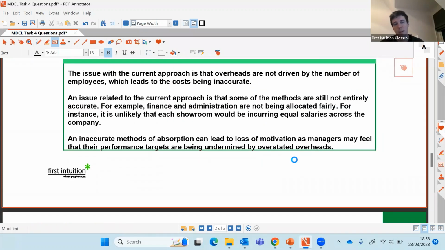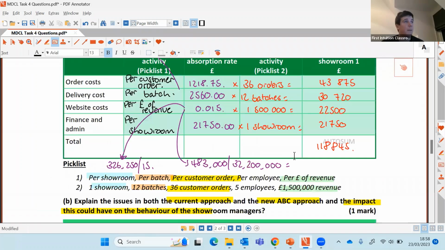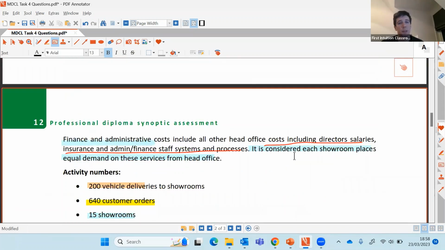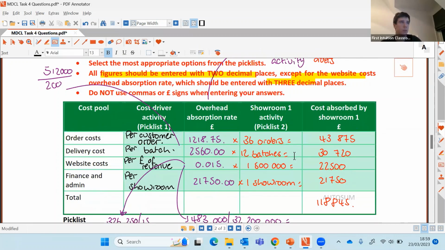Okay. Any questions at all on anything there? Very good example of how a challenging aspect of decision and control can be assessed in a synoptic unit.